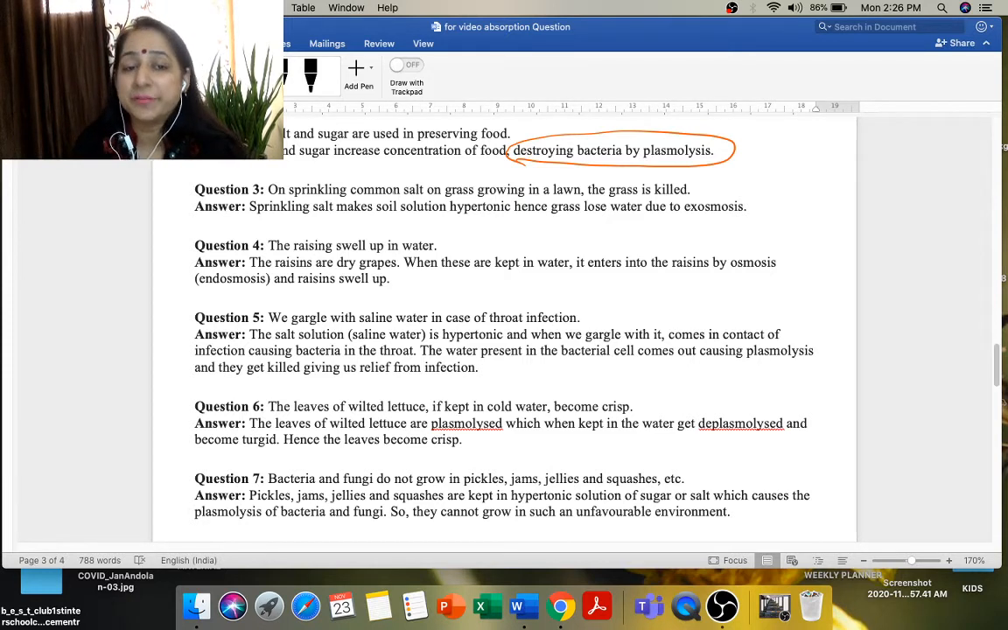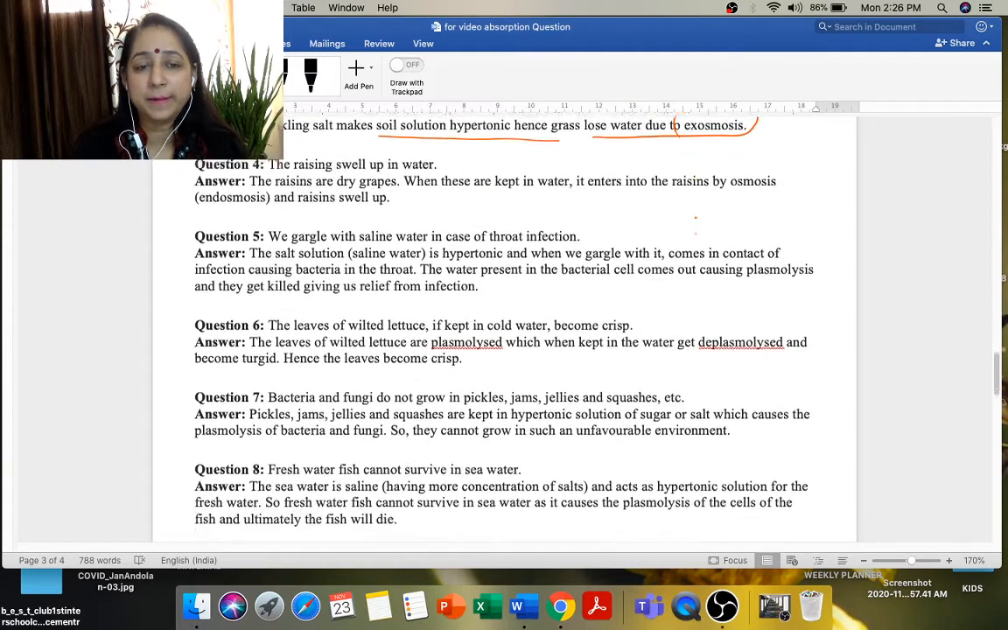So be specific. On sprinkling common salt on grass growing in lawn, the grass gets killed. Sprinkling of salt makes the soil solution hypertonic. The grass loses water due to osmosis and obviously dies. So they are very specific.